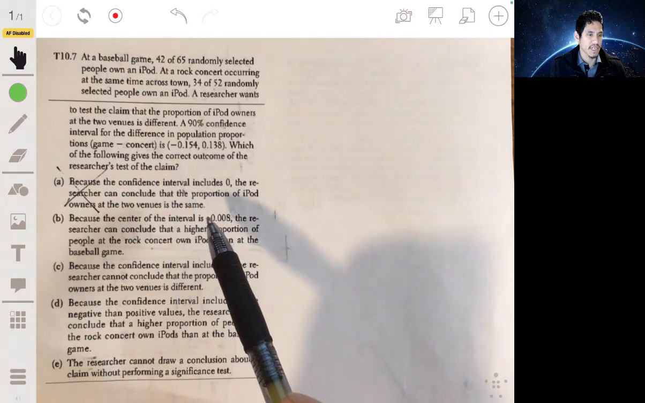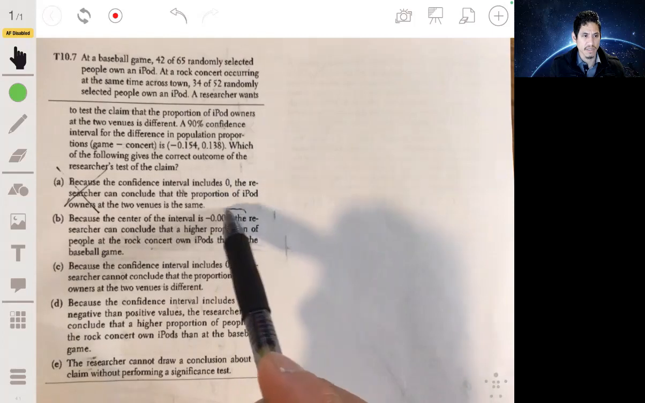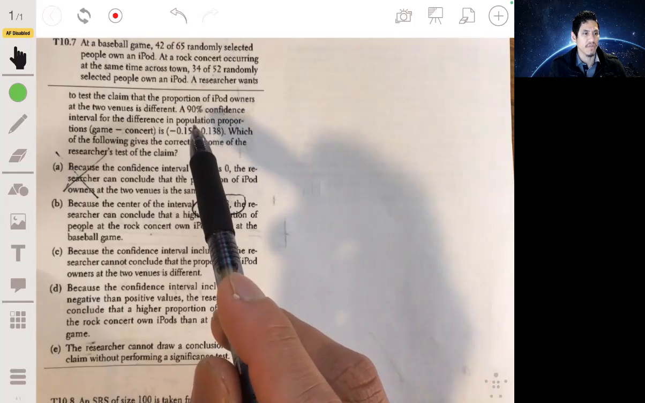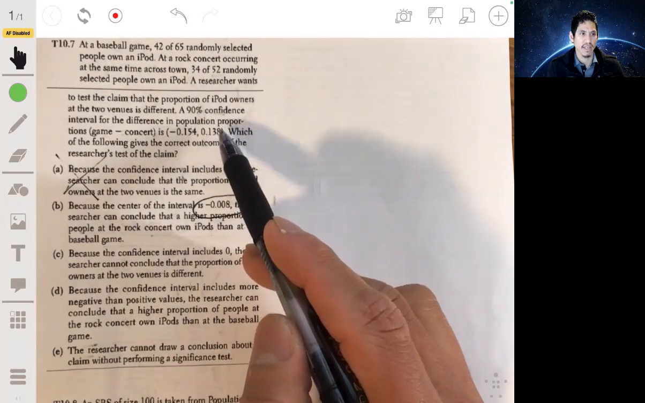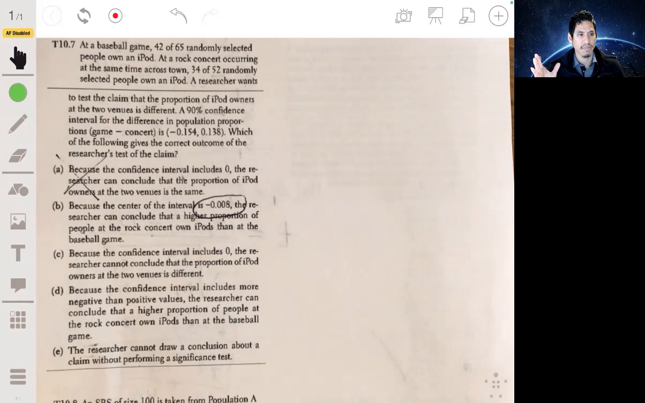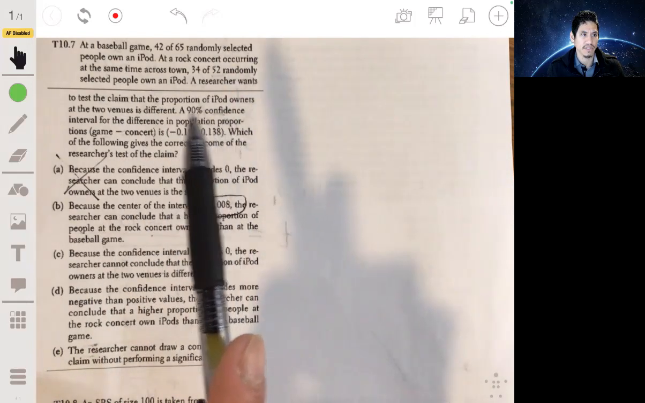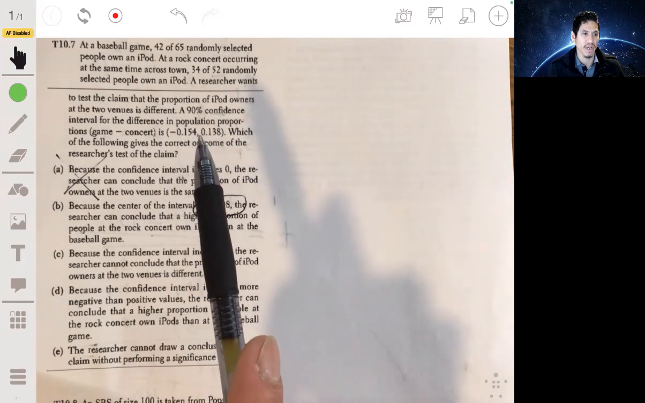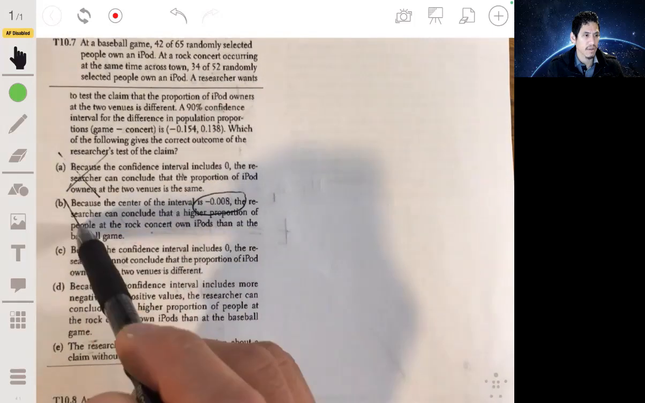Because the center of the interval is negative 0.008, the researcher concluded that the higher proportion of people... It doesn't matter what the center actually is. Don't think that the center of a confidence interval means that value is more likely, and it doesn't mean that the values at the ends are less likely. It doesn't even assign probabilities to each value. It's just saying that all of these are plausible values. Every value here, negative 0.154, negative 0.15, up to 0. So it's not going to be B.